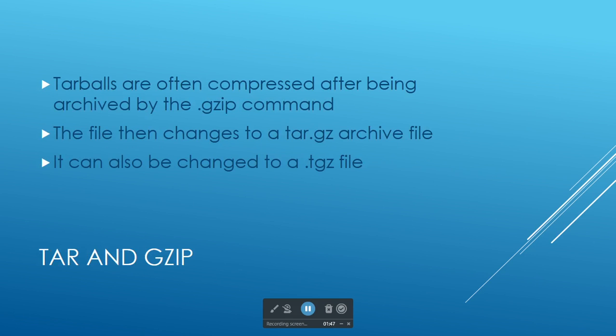Tarballs are often compressed after being archived by the gzip command. This is where a lot of people get confused and think that tar actually compresses things, but it doesn't. It only does that in tandem with gzip. They're often used together because it just simplifies everything. The file then changes to a .tar.gz file, or a .tgz file. There isn't much difference that I could find between these two. They seem to be basically the same extension, just cut down a bit.